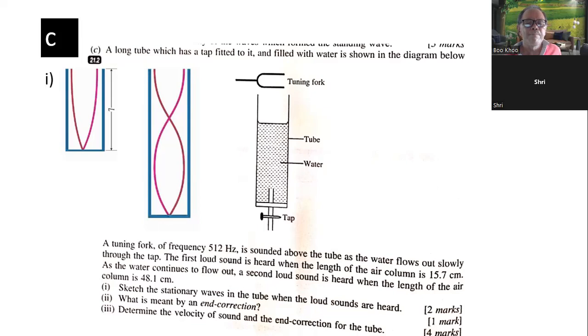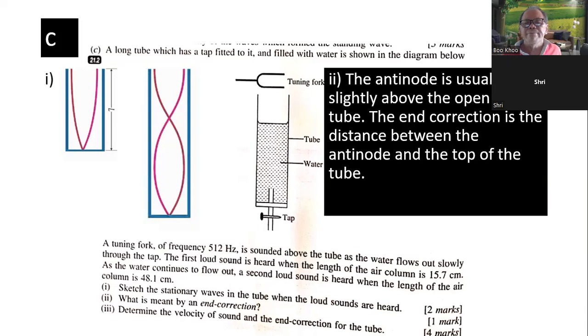End correction is the distance from the end of the tube to the antinode. So that means the antinode is a little bit above the end of the tube. The basic idea is the antinode is slightly above the tube, not at the end of the tube. So the end correction is between the antinode and the top of the tube. Okay, good.